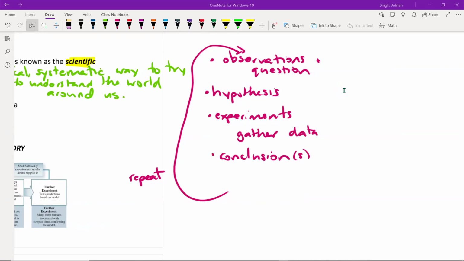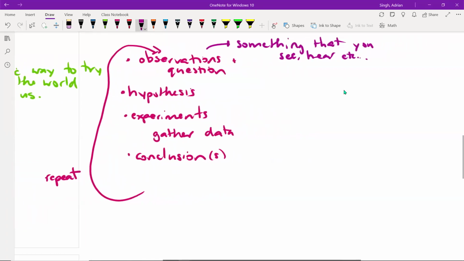So for example, observations are things that you see, or in a general sense that you observe, and seeing is observing. You see or hear, etc. And then based on those observations, we can develop a question.